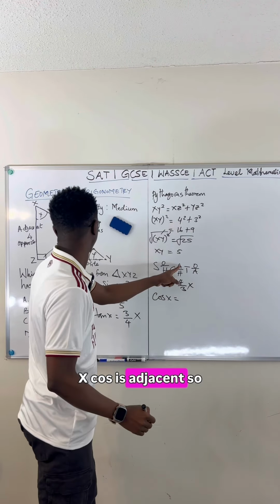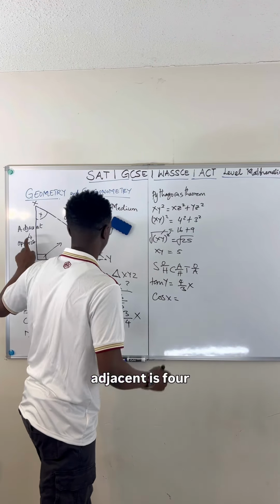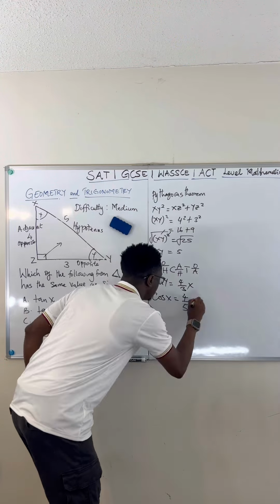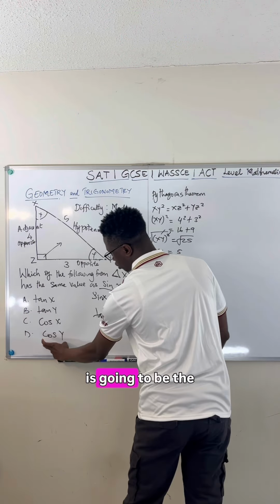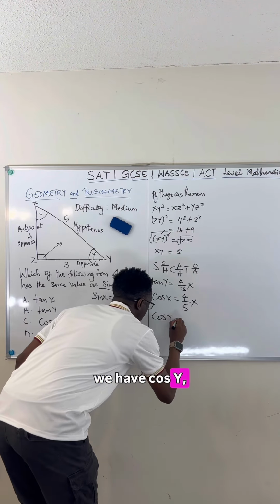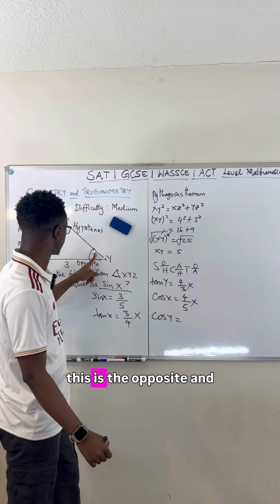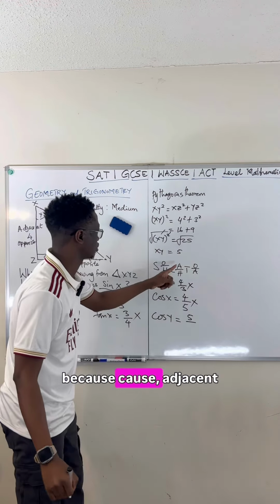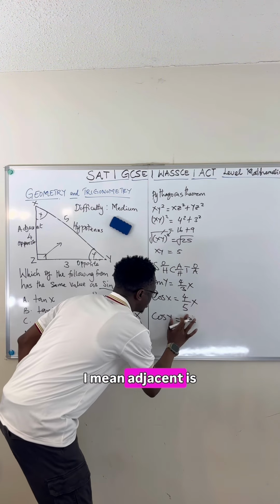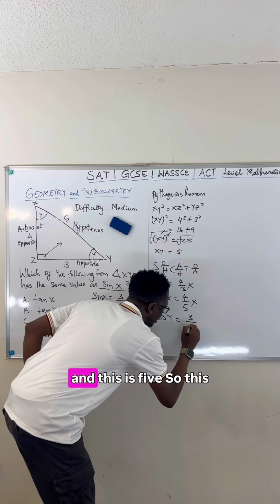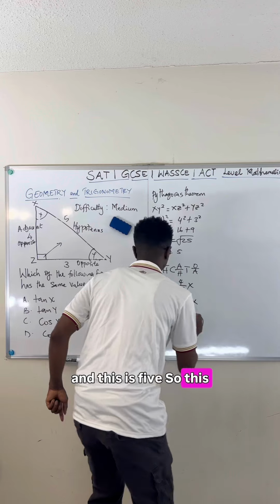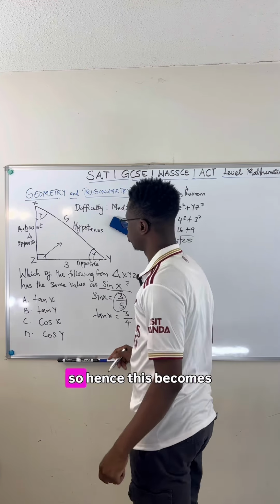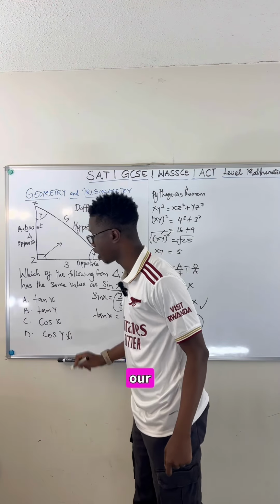Cos is adjacent over hypotenuse. So we are talking of x. The adjacent is 4, over the hypotenuse, 5. This is not the same. So definitely the last one is going to be the answer. We have cos y. So for cos y, remember, this is the opposite and this is the adjacent. So the adjacent is 3, sorry, this is 3 and this is 5. So this and this are the same. So hence, this becomes our solution.